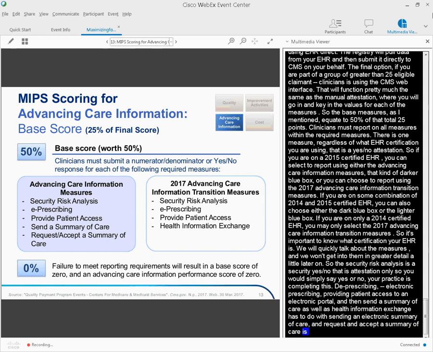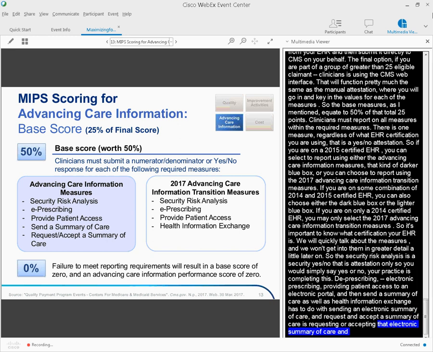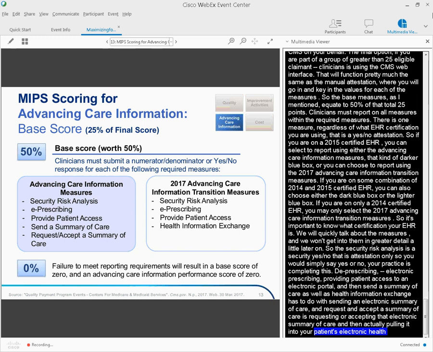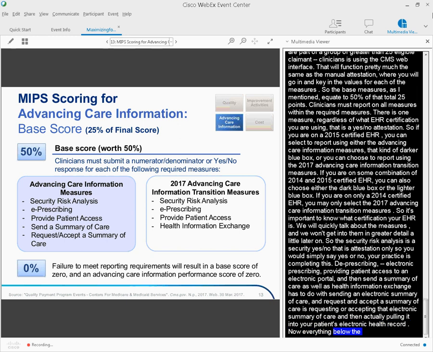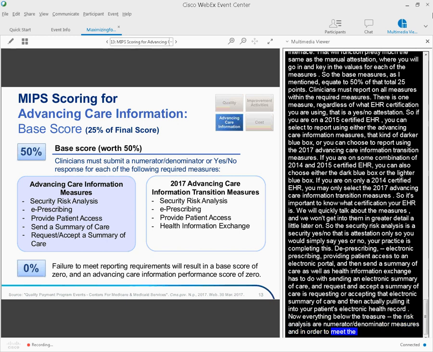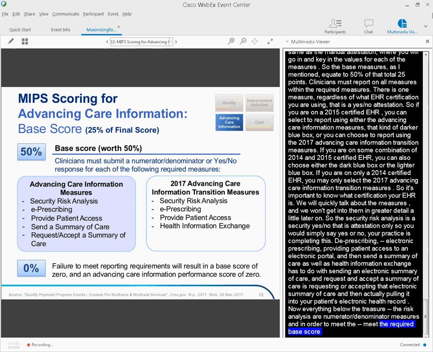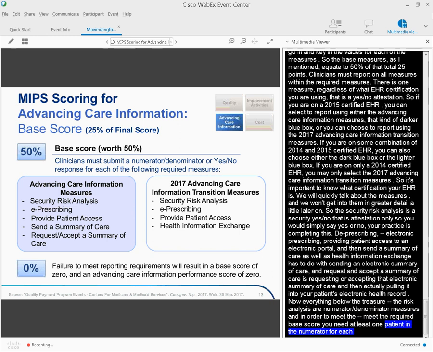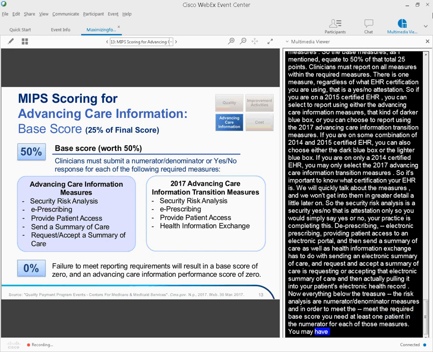Now, everything below the security risk analysis are numerator-denominator measures. In order to meet the required base score, you have to have at least one patient in the numerator for each of those measures. You could have 10,000 in the denominator and 1 in the numerator and have obviously not great performance, but you would still meet the requirements and pass the base score and get the full 50%.